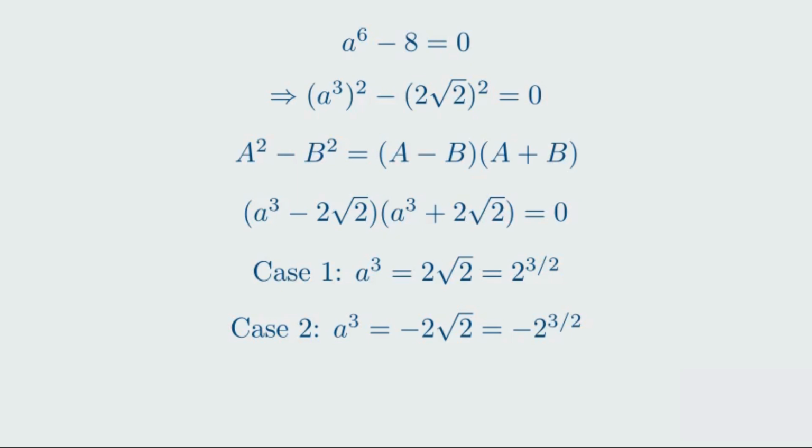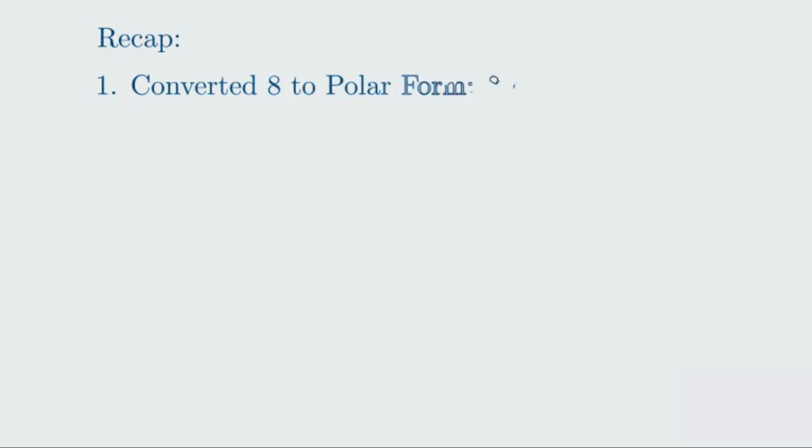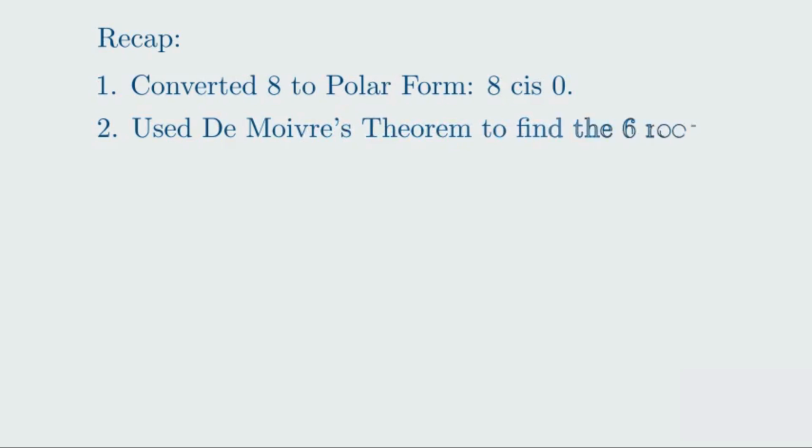So we've successfully found all 6 solutions to a to the 6th power minus 8 equals 0. We started by understanding that we were looking for the 6th roots of 8. We converted 8 into its polar form, which was crucial for using de Moivre's theorem. We then systematically applied the theorem for k-values from 0 to 5, calculating each of the 6 distinct roots. We saw that 2 of them were real, and the other 4 were complex conjugates forming a regular hexagon on the complex plane.